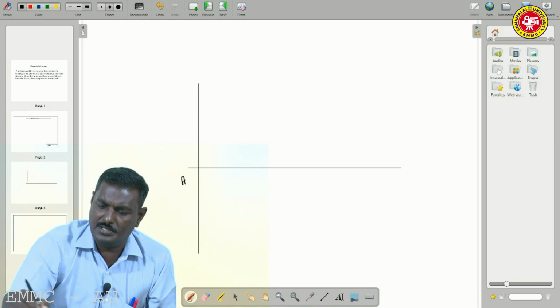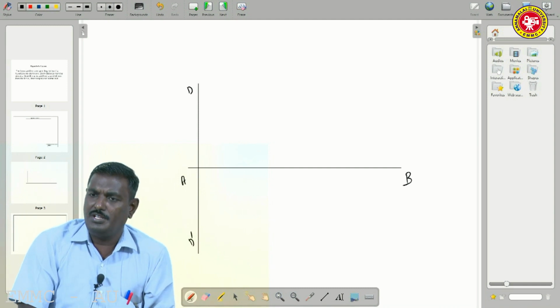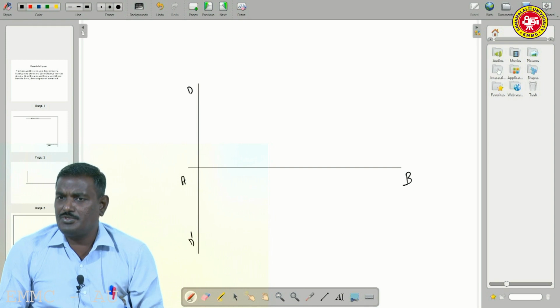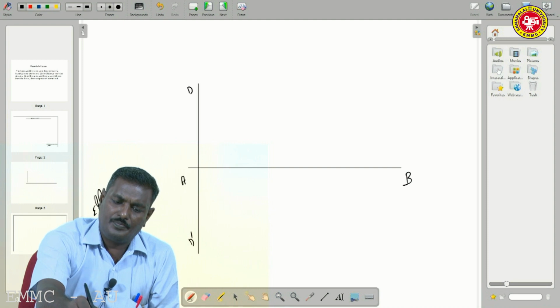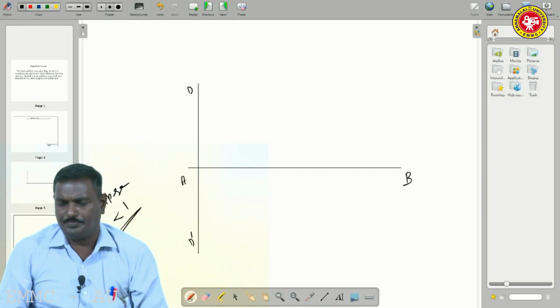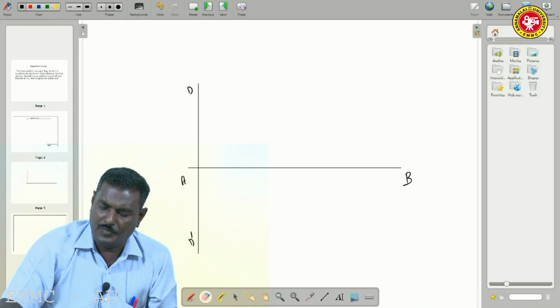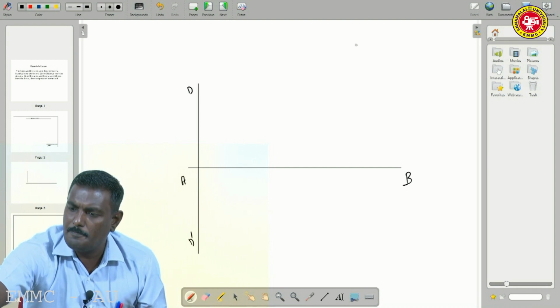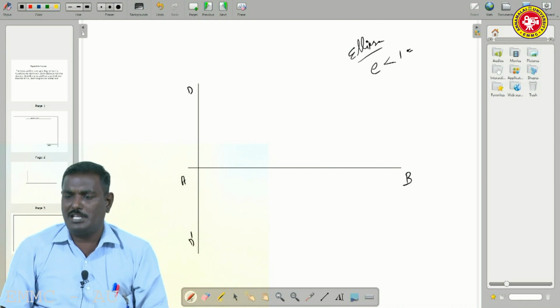So this is axis AB, this is directrix DD dash. But what about the logic of ellipse? In ellipse, eccentricity is less than 1. So what does it mean? Eccentricity for ellipse is less than 1. What is the statement to give here?